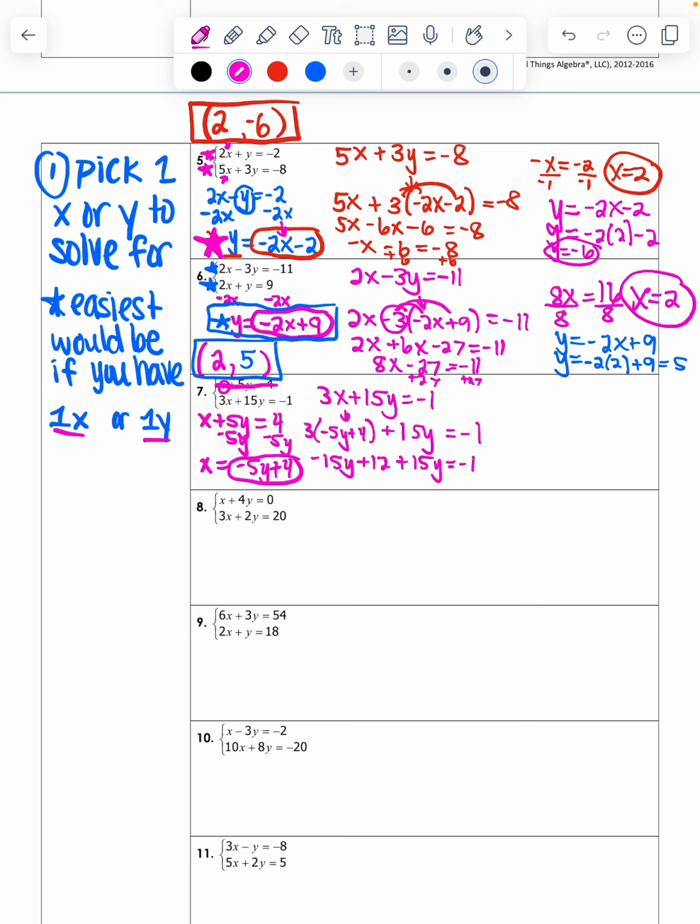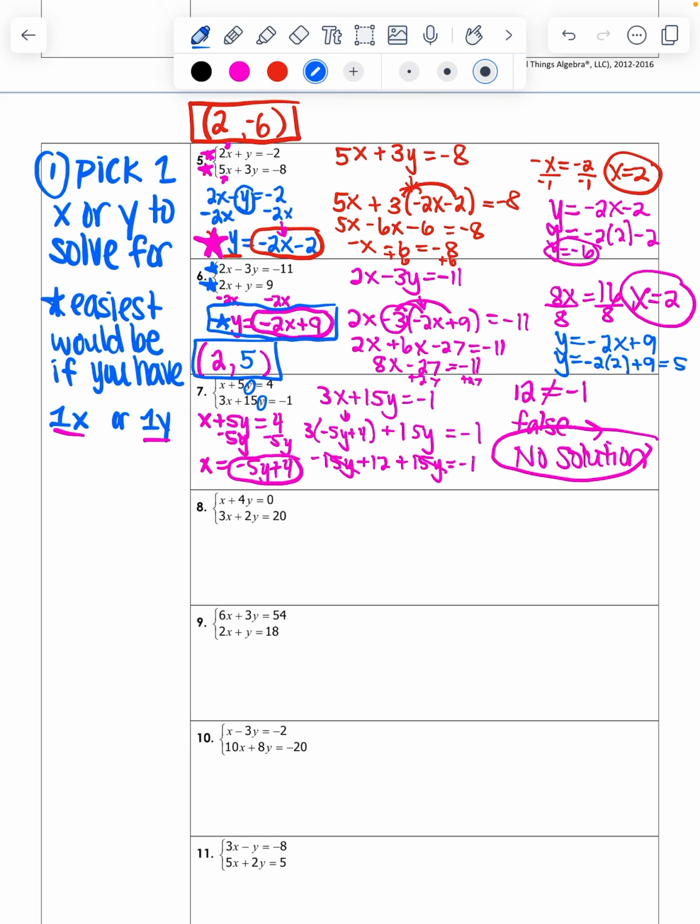And look what happens here. In number 7, once we use substitution and we start solving it out, I get a negative 15y and a positive 15y. And when I go to combine them together, they cancel each other out because they're opposites. And I'm left with something that's not true. 12 does not equal negative 1. Because this is a false statement, this means that these two lines have no solution because they're parallel. And we wouldn't be able to tell by looking at the equations to start out because they're both in standard form. I'm not going to do it, but if I were to solve both of these for y, we would see that they have the same exact slope, but different y-intercepts, which means they're parallel and they don't cross.